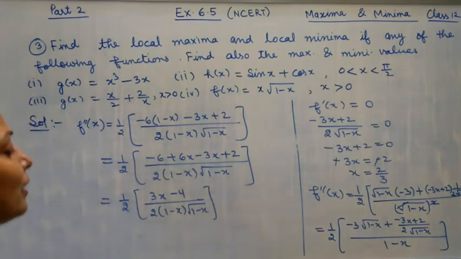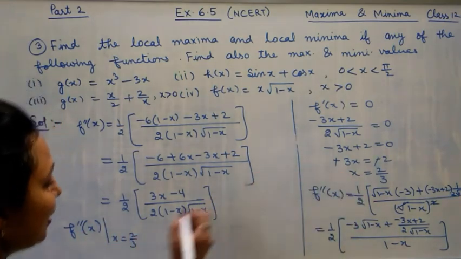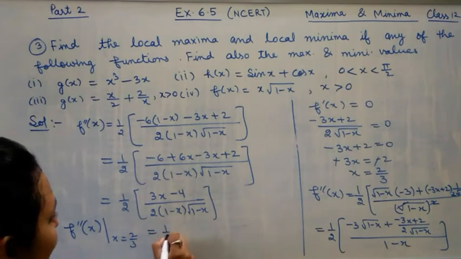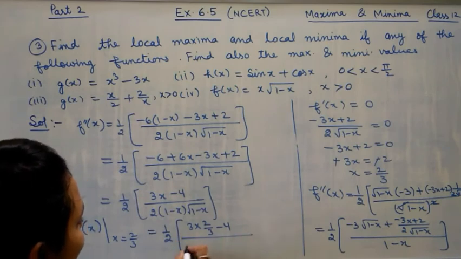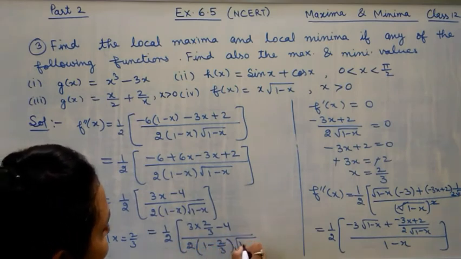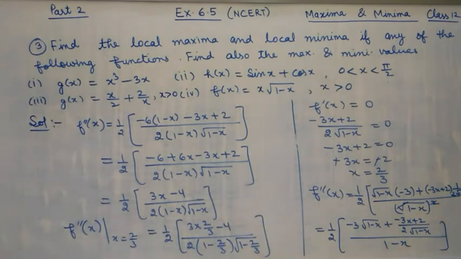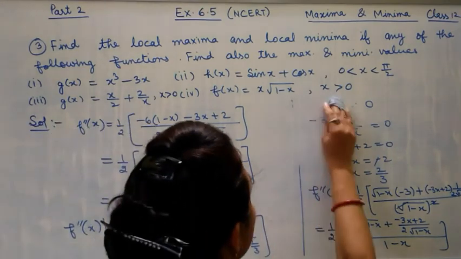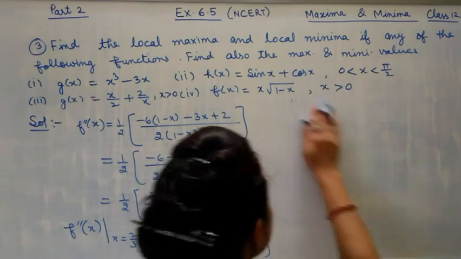Now no need to do the further simplification. I will put the value of x, that is 2 by 3, which I get here. When you put 2 by 3, half, then 3 into 2 by 3 minus 4 divided by 2, 1 minus 2 by 3 under root of 1 minus 2 by 3. Okay, now come to the next step.